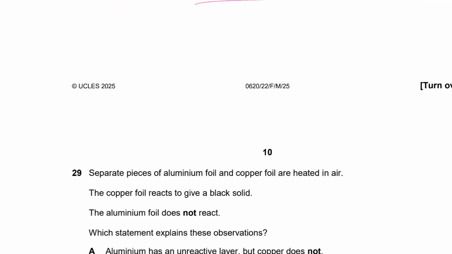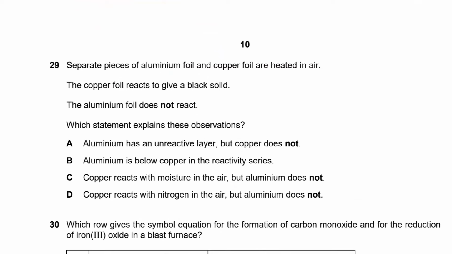Separate pieces of aluminum foil and copper foil are heated. The copper foil reacts to give a black solid, that's copper 1 oxide. Nobody cares if you know that or not, but let's read the MCQ. The aluminum does not react. Why would it not react? Because it forms a layer of its oxide, Al2O3, which prevents any more contact with oxygen or air.